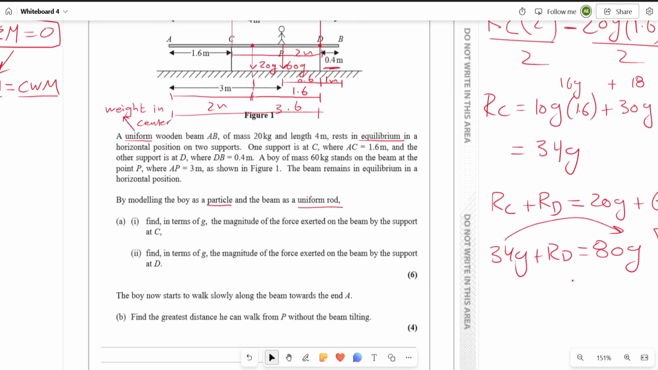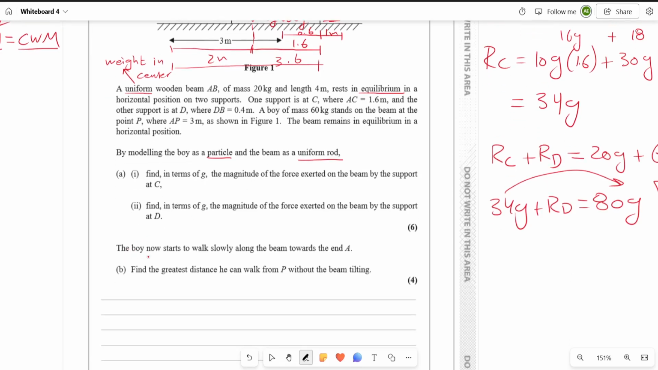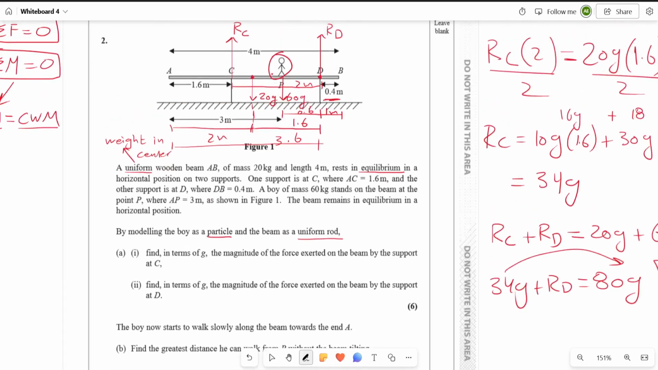The part that confuses the students is usually this second part. So let's see how we can tackle it. So now it tells me that the boy now starts to walk slowly along the beam towards the end A. So the boy, this boy, he was standing at point B. Now he's starting to move towards the point A. Imagine he keeps on moving. Let's say he reaches here. There will be a point where he's going to have lots and lots of moments that this beam is going to go out of equilibrium.